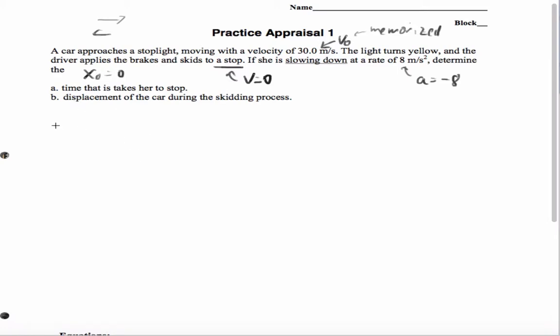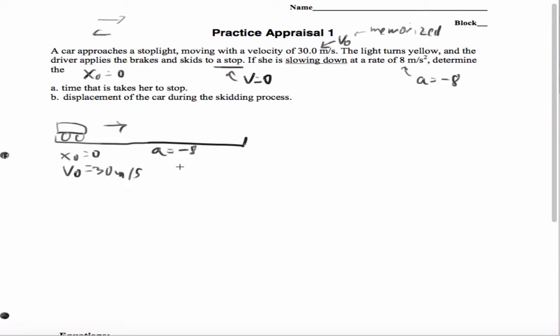So if we line up all our data, well, I actually prefer a picture. So we'll have the car moving forwards like this. Its position is 0. Its initial speed or velocity is 30 meters per second. The acceleration is -8. We don't know the time to stop. We don't know how far it goes before it stops. We do know that the final velocity is 0.